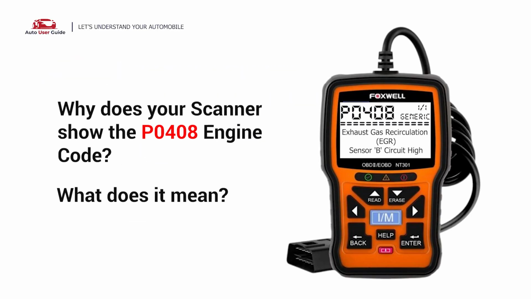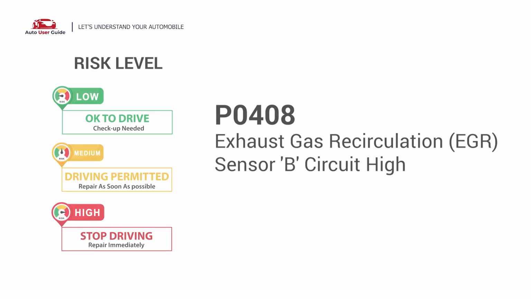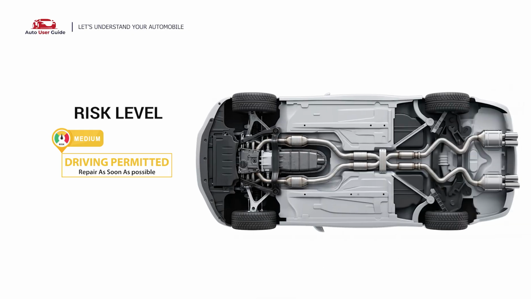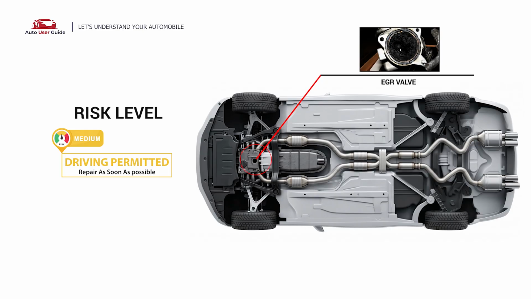Why does your scanner show the P0408 engine code? What does it mean? P0408 is a diagnostic trouble code for exhaust gas recirculation, EGR, sensor B, circuit high. The P0408 engine code indicates your vehicle's engine computer has detected higher than expected voltage coming from the EGR position or temperature sensor. Under this circumstance, short-distance driving is permitted, but your vehicle should be repaired as soon as possible.